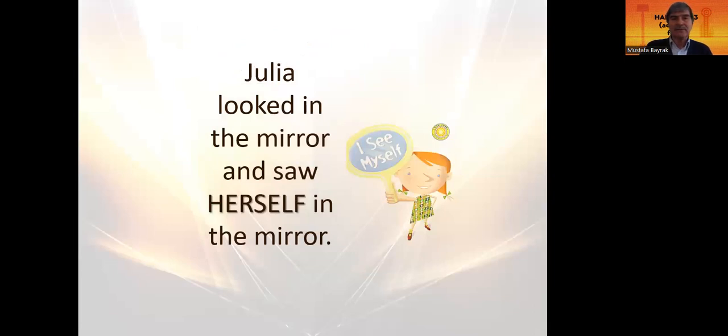Okay, Julia looked in the mirror. Yeah, this is important. Julia looked in the mirror and saw herself in the mirror. Although a mirror has a hard surface, because of its being translucent, Julia looked in, okay, not the other preposition. Julia looked in the mirror and saw herself, saw her image in the mirror.